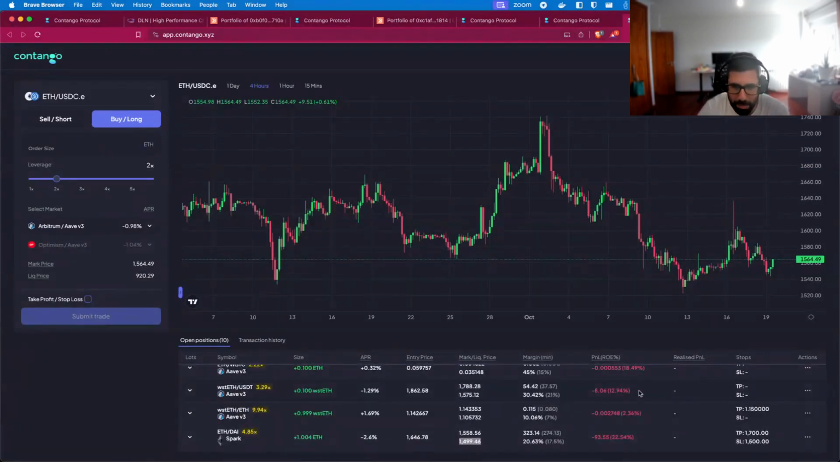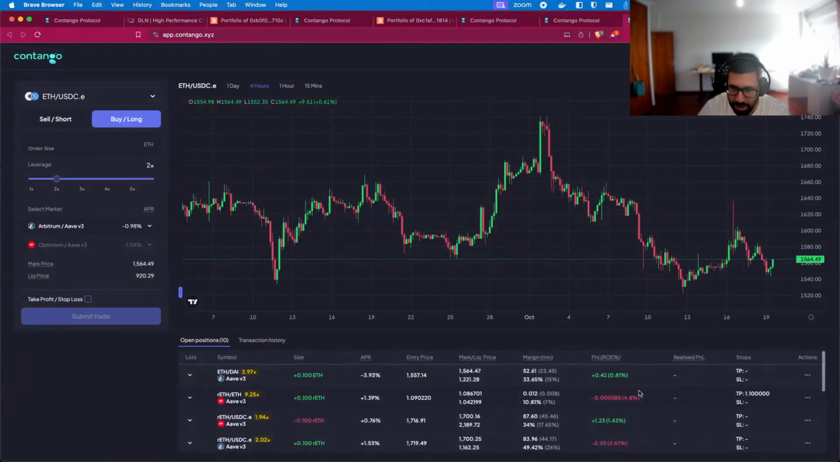And I am a really crappy trader. As you can see, all my P&Ls are red. That's why I stick with Solidity and not trading. Yes.